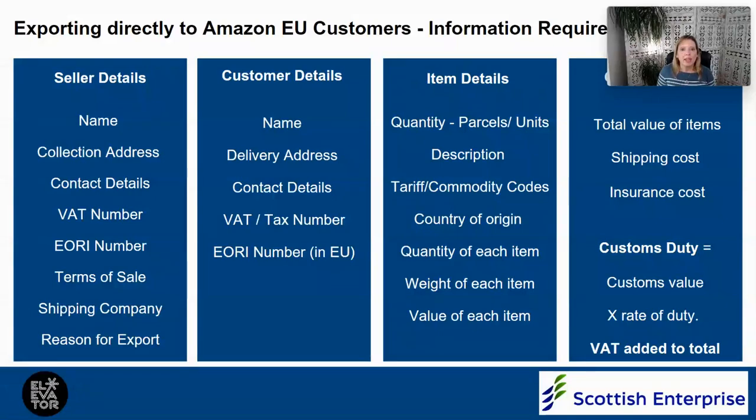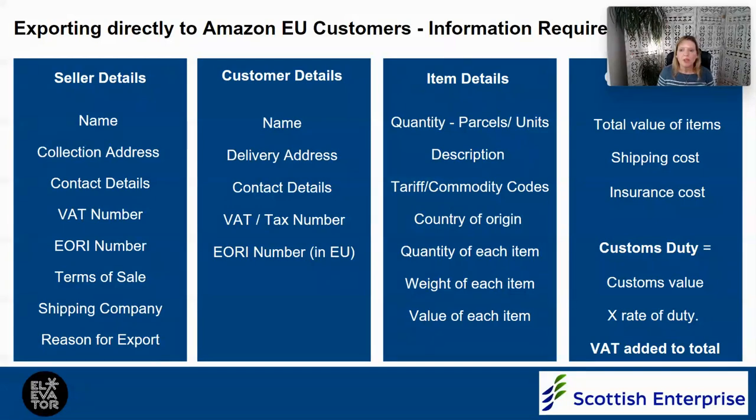When it comes to item details, then this allows for monitoring the nature, the source, the physical aspects and the value of the goods which are leaving and entering a country. So you're going to look at the quantity, both the number of parcels and the number of units within the parcels. You'll need a description, and this is for every individual different item. You will have the tariff or the commodity codes, also known as HS codes. Country of origin, you'll have the weight of each item and the parcels, and you're also going to have the value of each item and the total consignment value as well.